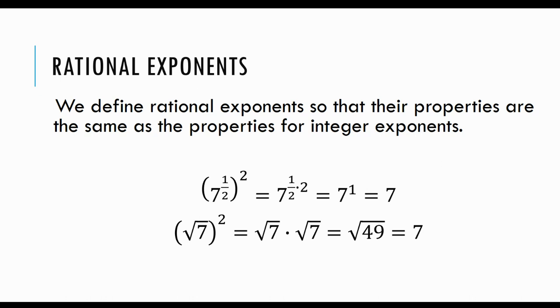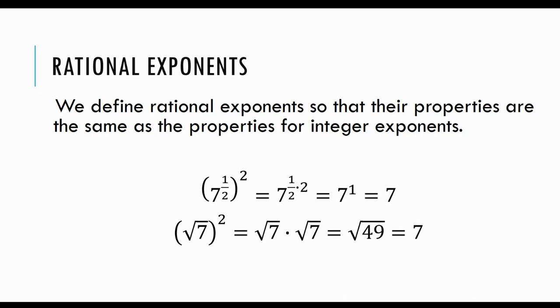Well, notice that if I was to take the square root of 7, quantity squared, well, if I'm squaring a square root, I'm multiplying it by itself 2 times. And so anytime I multiply radicals together, I get to multiply the numbers together and keep it underneath one big radical. So 7 times 7 is 49, and then the square root of 49 is 7.